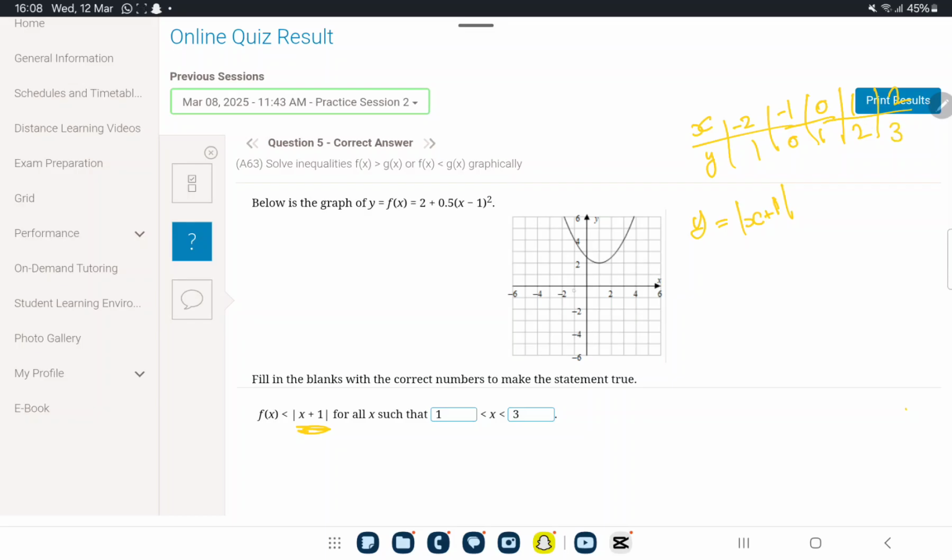Then you graph it. Minus 2, 1, minus 1, 0, 0, 1, 1, 2, and 2, 3. Then you can just continue it like this.